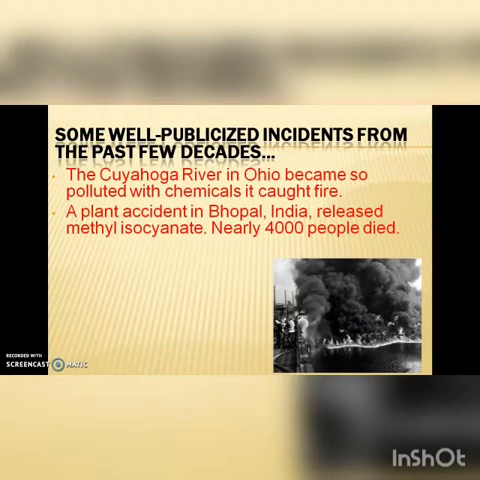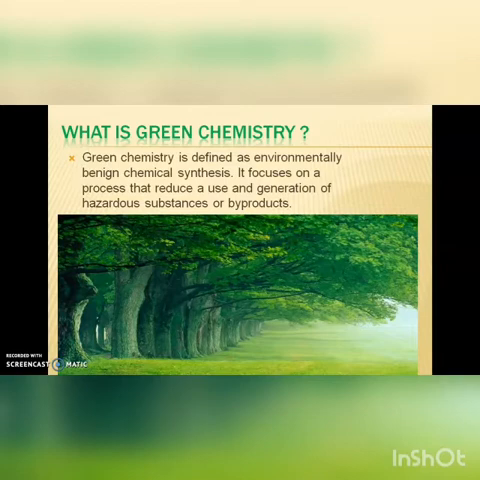But the reverse effects of chemicals are also reported. The known example is the Cuyahoga River in Ohio, which became so polluted with chemicals that it caught fire. The second example is a plant accident in Bhopal, India, which released methyl isocyanate and caused nearly 4,000 people to die. So we need green chemistry to save our environment.